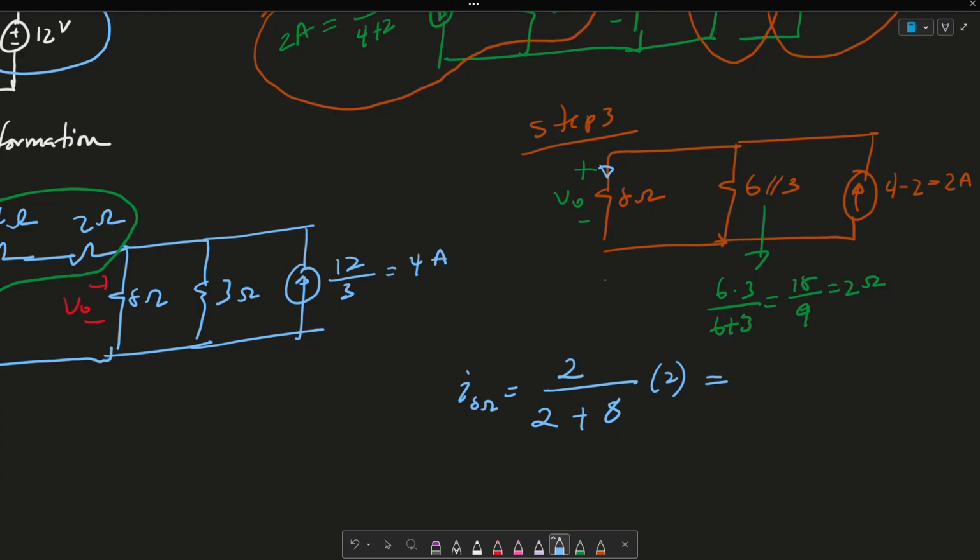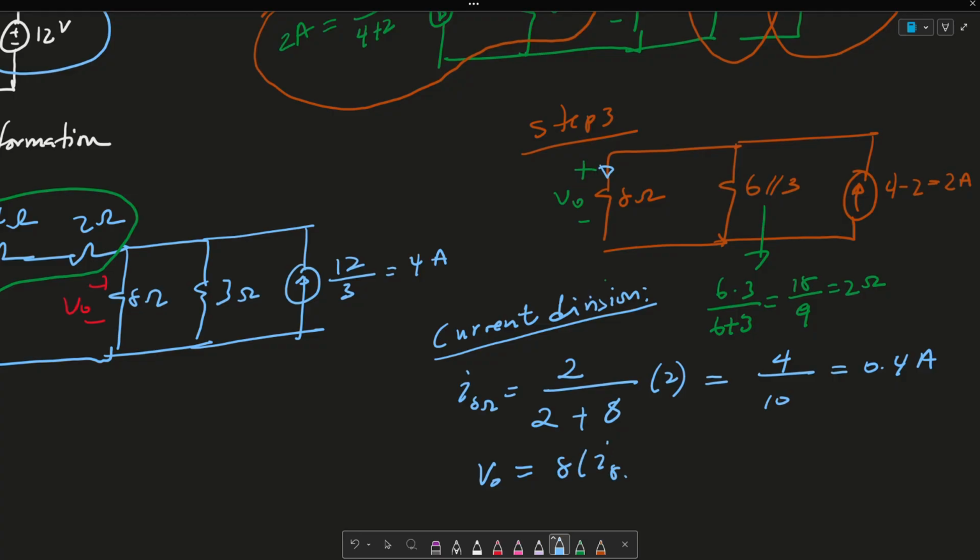Again, I've talked about current division in the past, so please make sure to check out my previous lectures or videos to understand it well. So then this becomes 4 over 10, which is 0.4 amps. And essentially, VO is 8 times I 8 ohms, which is going to be 8 times 0.4, which equals 3.2.